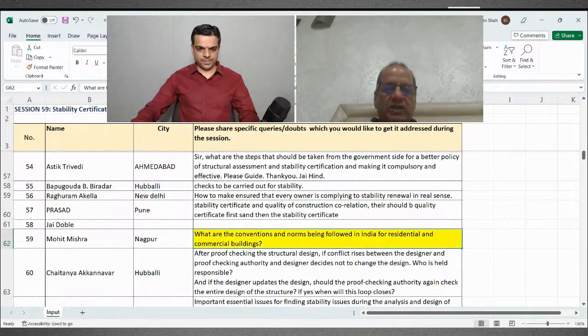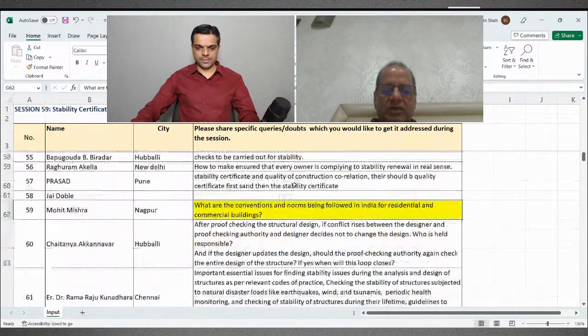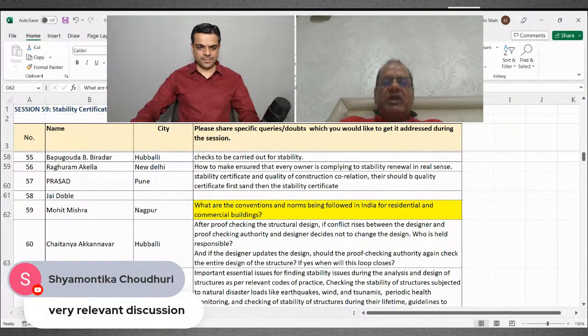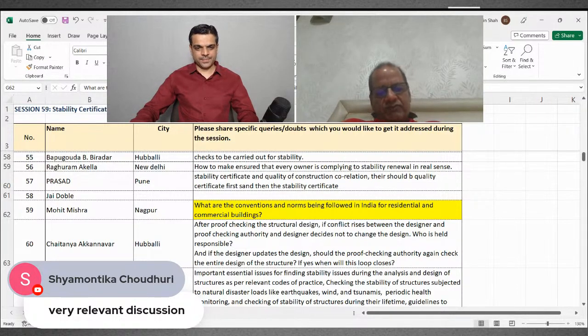There should be a quality certificate first and then the structural stability. There should be a construction conformity certificate first, that yes, it has been constructed as per the drawings issued. Now, whether the M25 concrete which was specified has been achieved or not, that is a matter of assessment, audit, a separate thing.